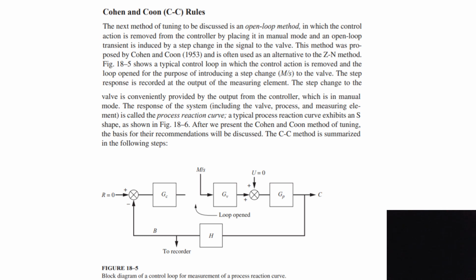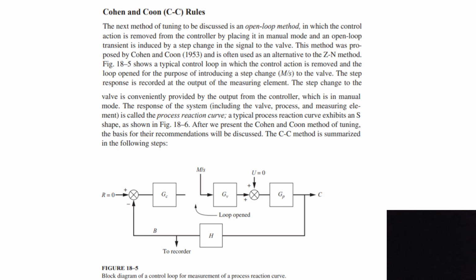Here we are going to use the method called Cohen and Coon. It is named after the people who proposed this tuning method. We introduce a step input of magnitude M to the valve. The step response is recorded at the output of the measuring element. The step change to the valve is conveniently provided by the output from the controller, which is in manual mode.